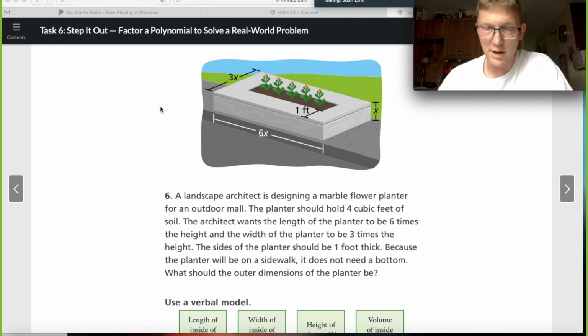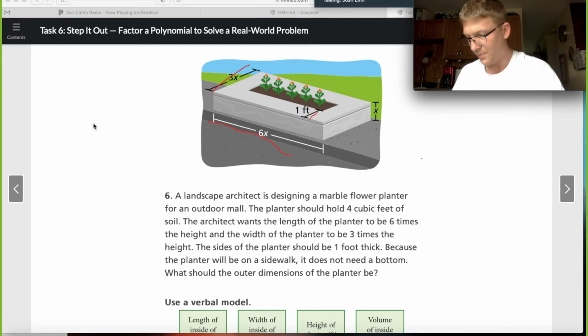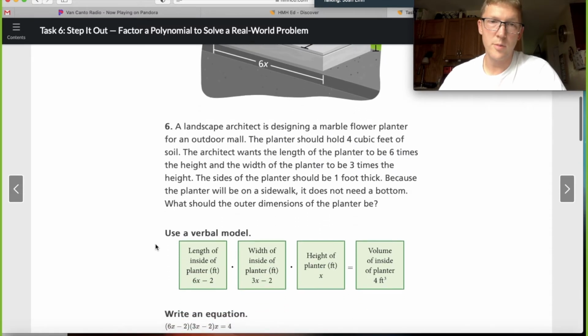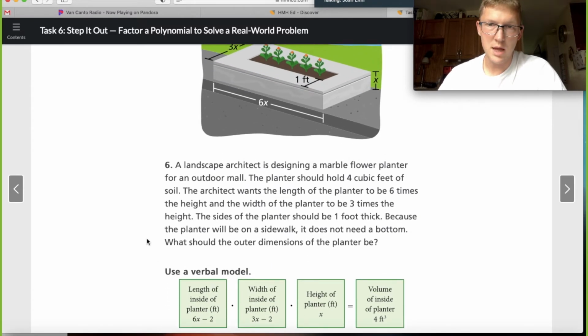If you look at this picture right here, it gives us everything that I just read. So the height is going to be x. And then we've got the length here, length there, and that's going to be 1 foot. So we're going to use our verbal model. It said 4 cubic feet, so that means that this inside here is going to have a volume of 4 cubic feet.